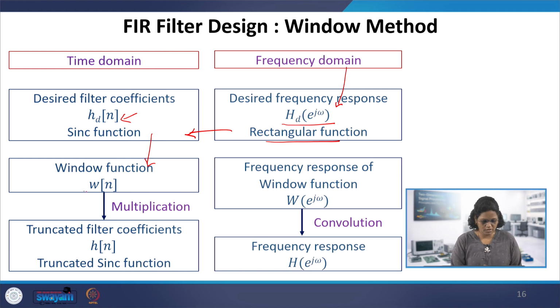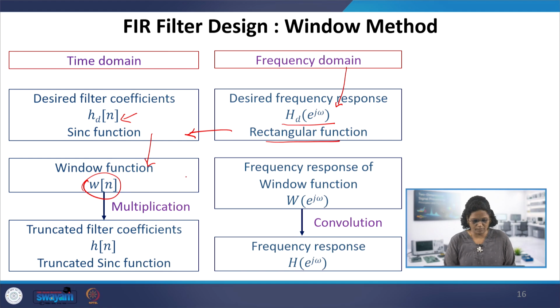So the window function W of n is decided, any one of the windows which we have studied now, the rectangular or the Hamming or Hanning window, and we multiply this with HD of n to get the truncated coefficients. So this is just a multiplication of the two to get H of n, that is the truncated filter coefficients. And what is happening equivalently in the frequency domain?